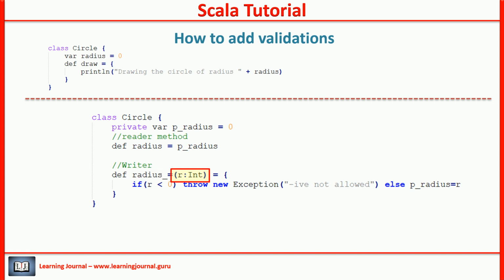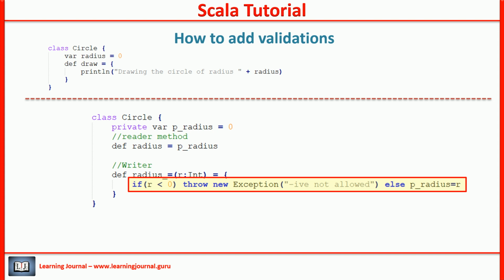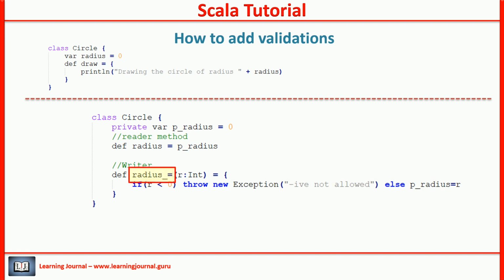Since it is a writer method, we need to take the new radius as input. Place an equal to symbol to start the body and then write the body. Now you have the opportunity to implement the validation. If the new radius is invalid, throw an exception. Else, set the private variable. That's it. Great. Let's come back to the special naming of the writer method.